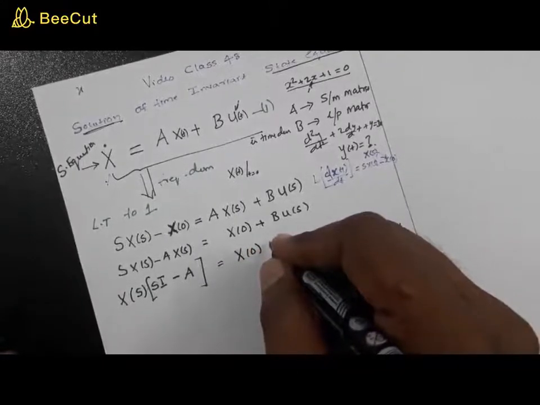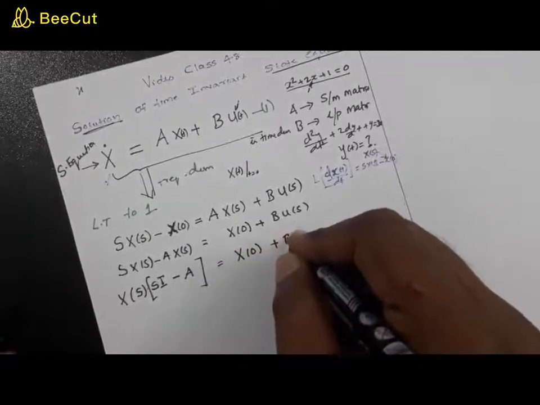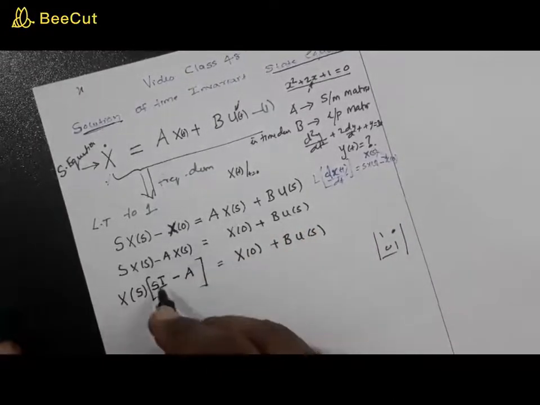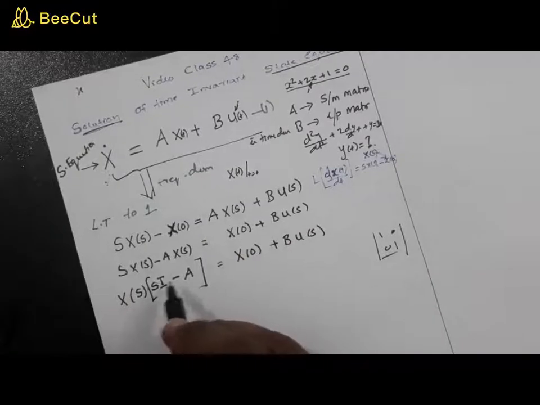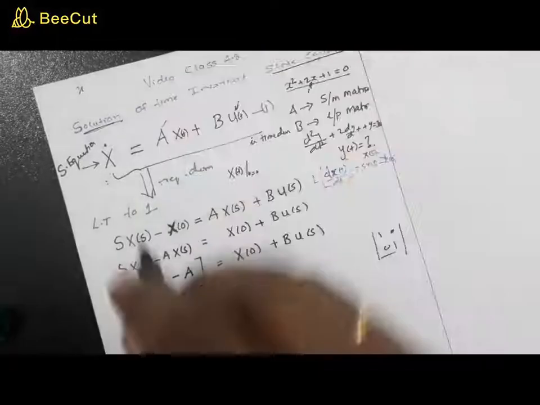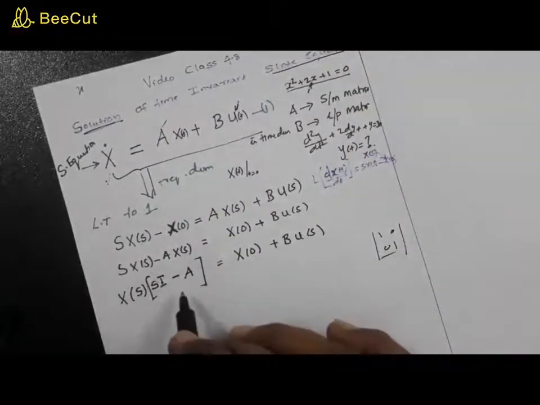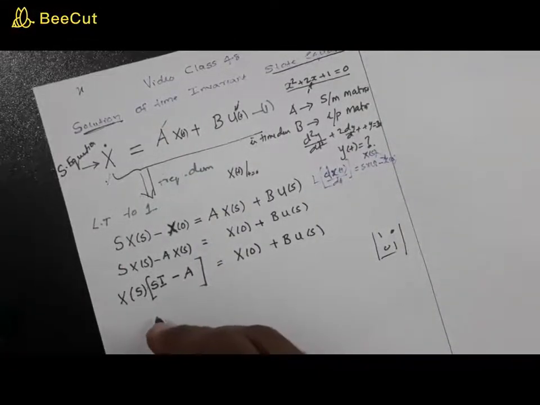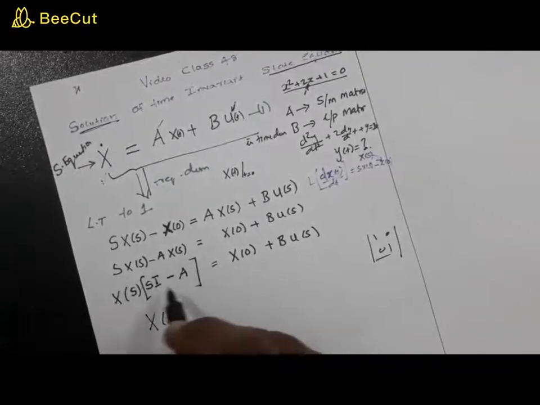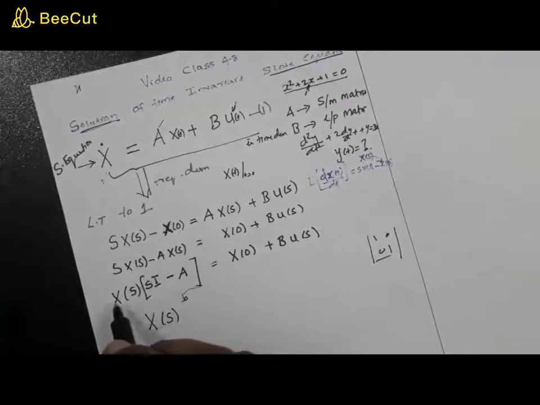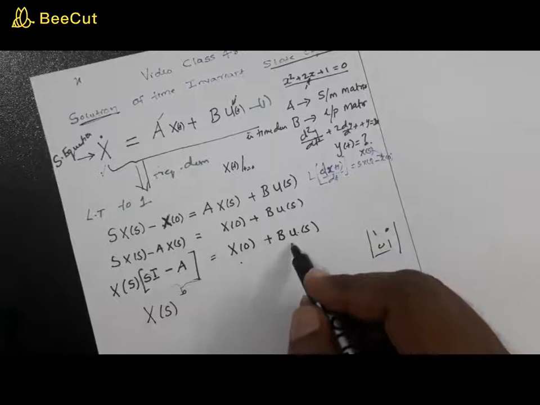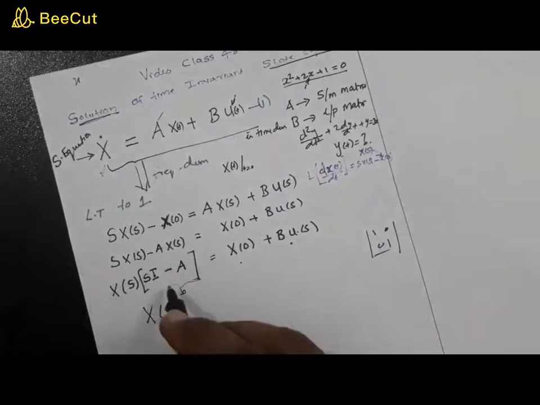plus b into u of s, right? Now this sI, s into I becomes a matrix. sI minus A is another matrix, right? So all these are matrices, so the result is going to be a matrix. Now how to find out that x of s? As in an equation, if it is, say for example, some b, what you will write for x of s is x of 0 by b, b into u of s by b. That you cannot do here because it is a matrix.